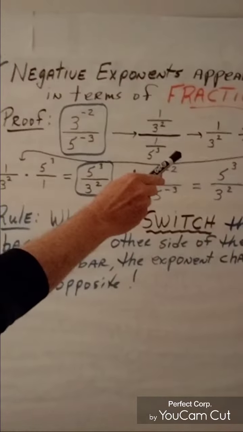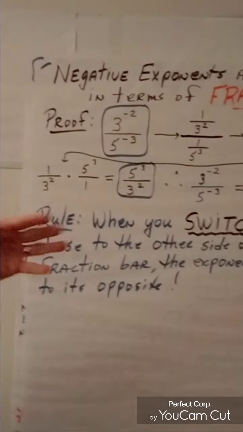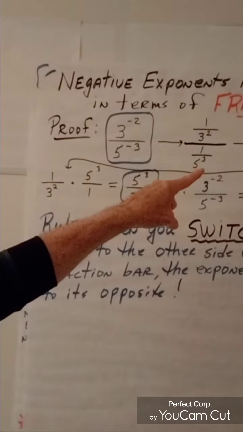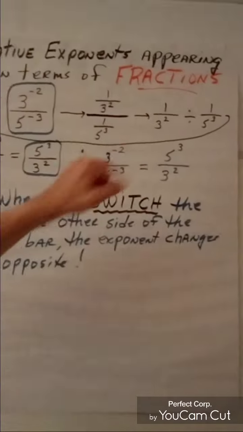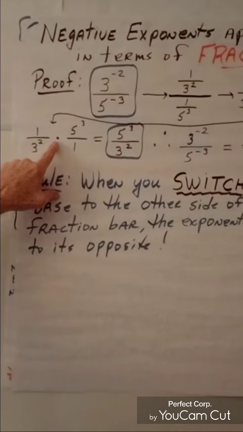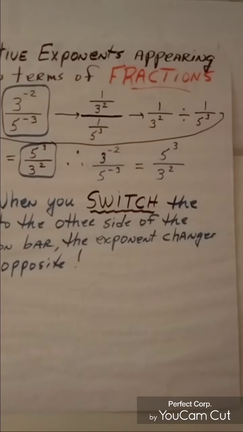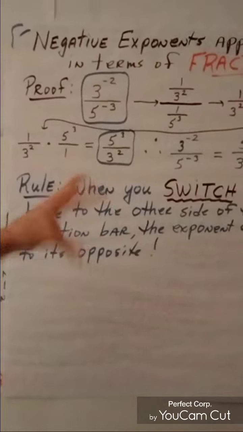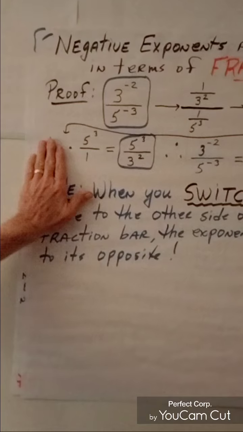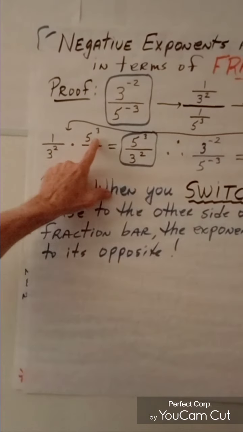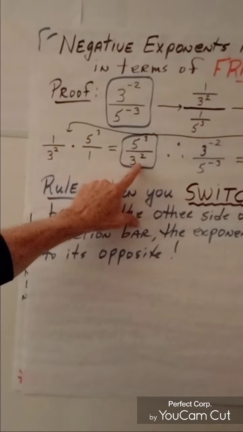Now that division statement over there, I'm going to use the rule of division. Just like when we're dividing fractions. The 1 over 3 to the second remains the same. Took the division sign, changed it to multiplication. Then took the second fraction over there, that 1 over 5 cubed, and reciprocated it. 5 to the third over 1. And then multiply across: 1 times 5 to the third, 5 to the third, 3 to the second times 1, 3 to the second.